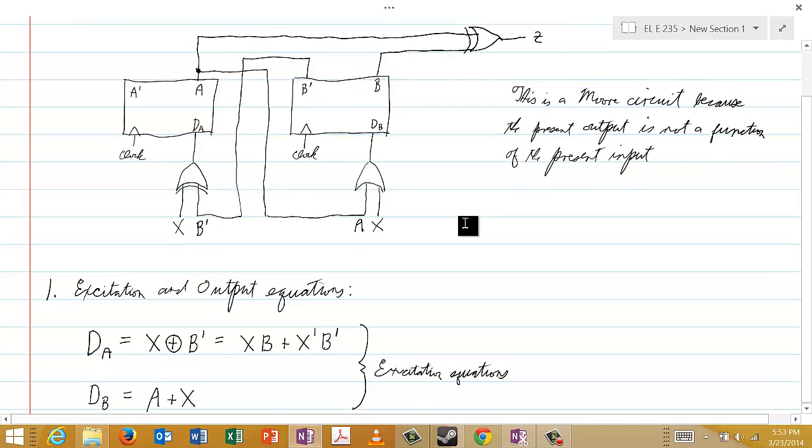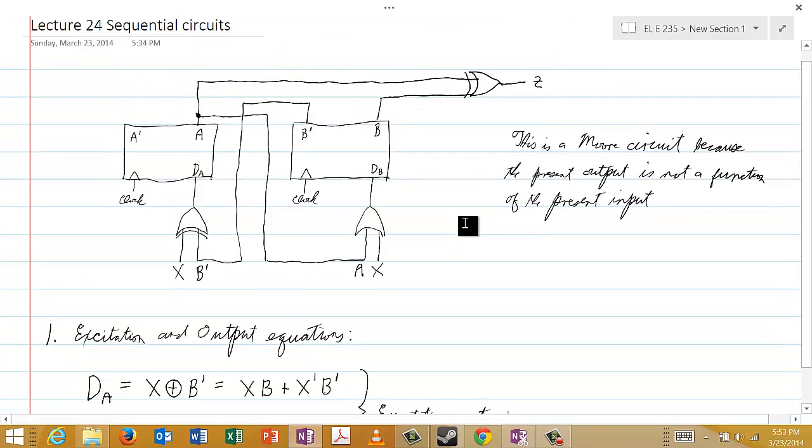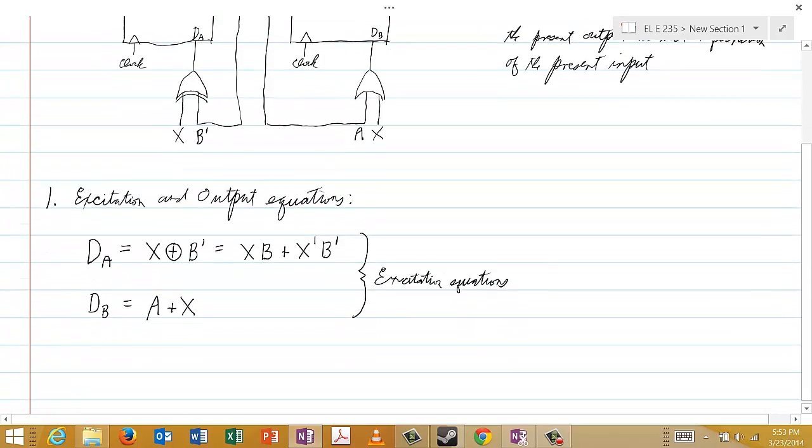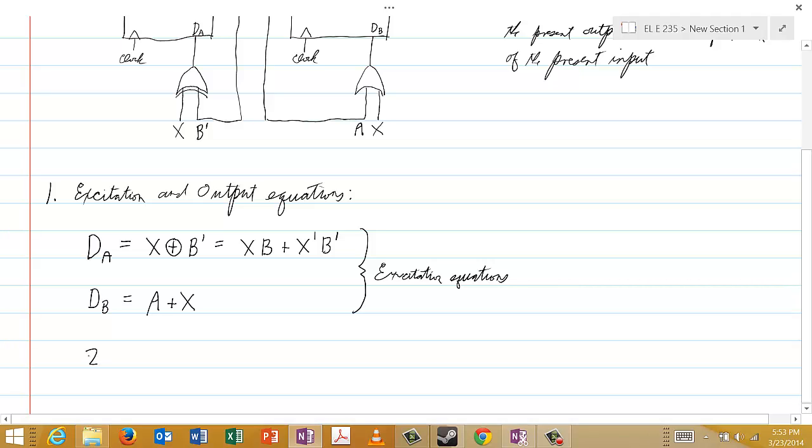Now, scrolling back up, we can also get the output equation, and we see that Z is the exclusive OR of A and B. So we can write that down. Z equals A exclusive ORed with B, which is A, B prime, or A prime, B. And that is the output equation.